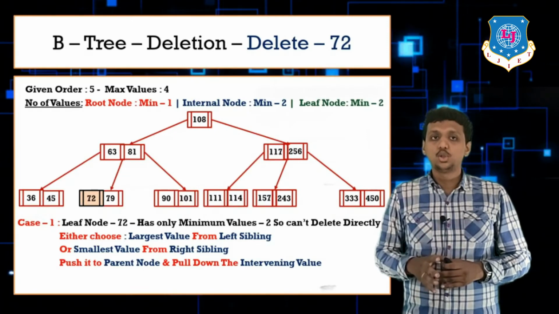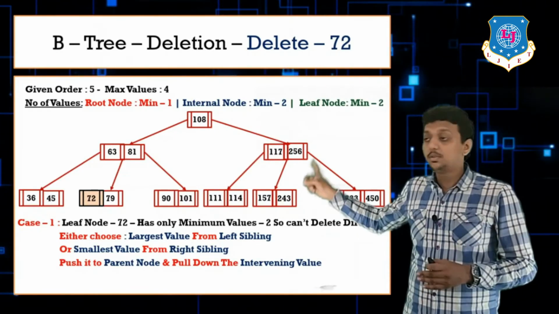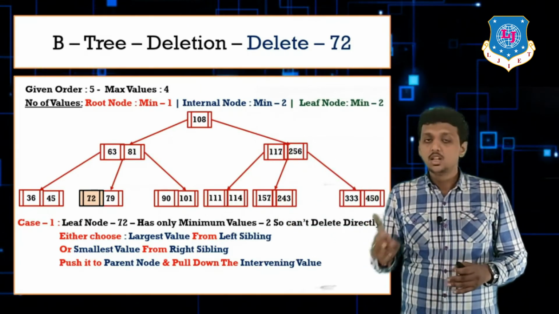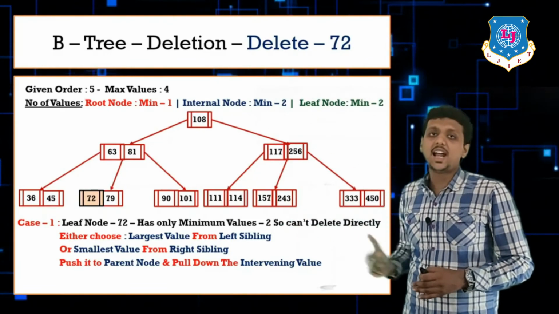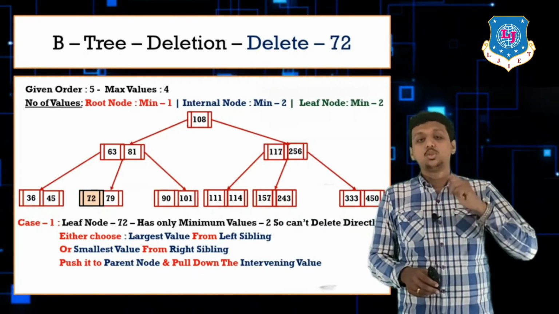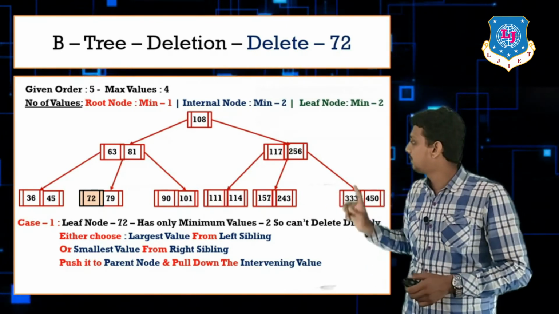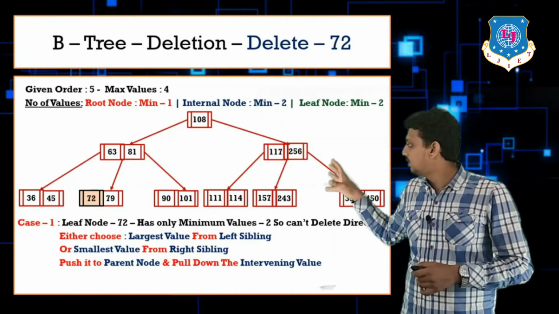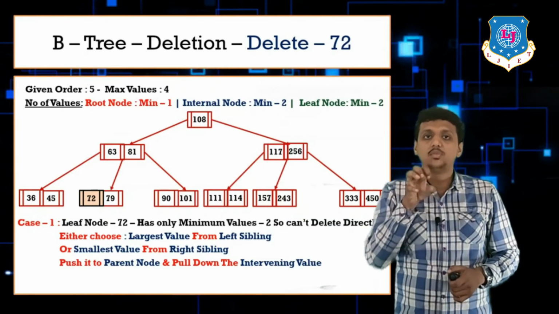So what you need to do is either take a value from the left sibling or the right sibling. Students, you have 2 choices. You can select the greatest value from the left sibling or the smallest value from the right sibling. So what does node 79 do? It goes to the left sibling, saying I want to borrow one value from you.